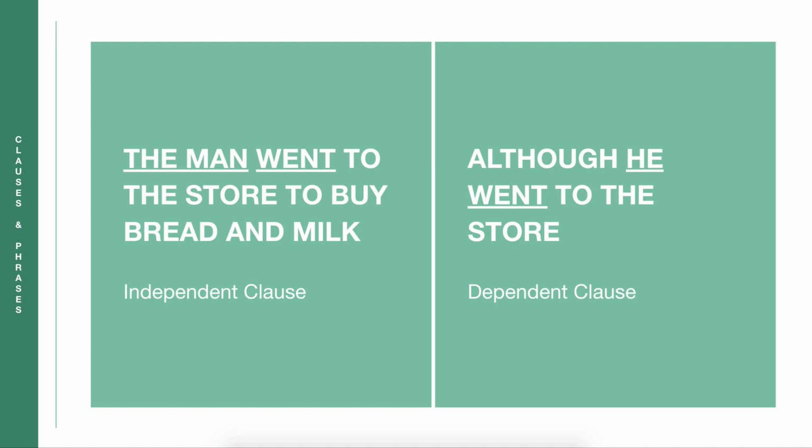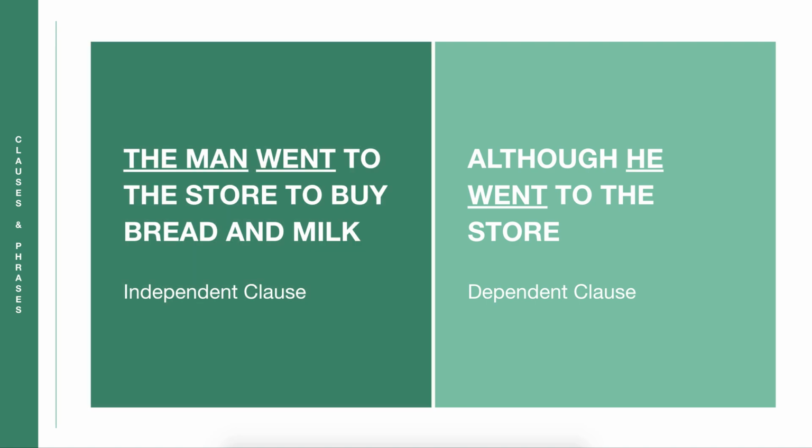Now we have two examples here. The first one is an independent clause. The man went to the store to buy bread and milk. By itself, that sentence or that clause can be a sentence. We could just toss a period at the end and it would work. It would make sense on its own. Therefore, it is an independent clause.